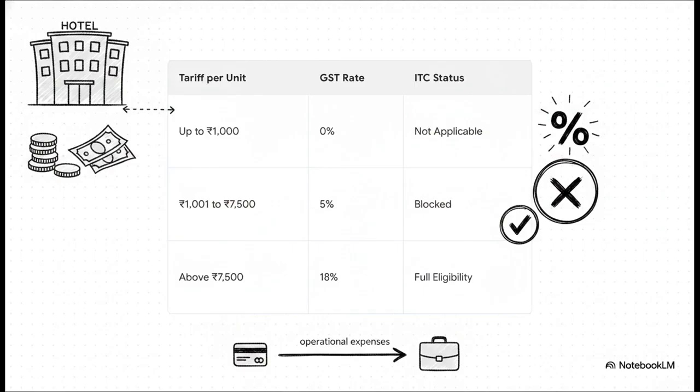Second is the concessional mid-tier, for rooms between 1,001 and 7,500 rupees. This demands a mandatory 5% GST levy, but crucially, ITC is completely blocked. Finally, you have the premium tier for rooms above 7,500 rupees a night. That attracts an 18% GST rate, but it actually allows for full ITC eligibility. The main takeaway, your pricing literally dictates your ability to recover taxes paid on your operational expenses.